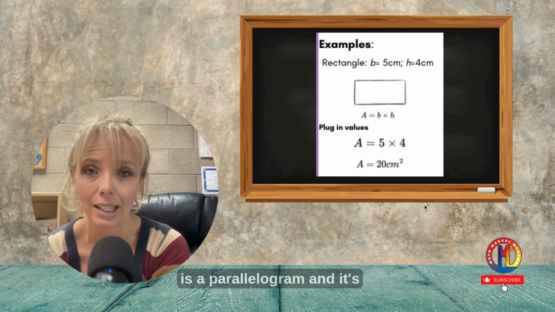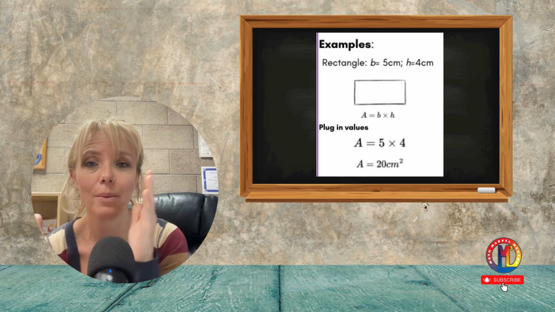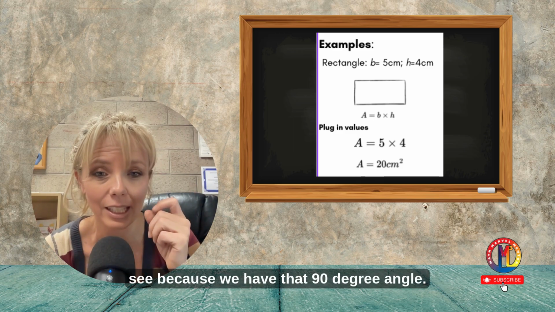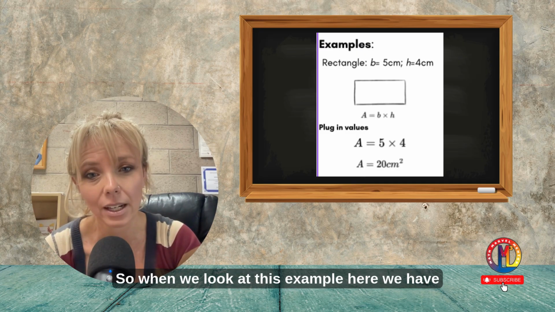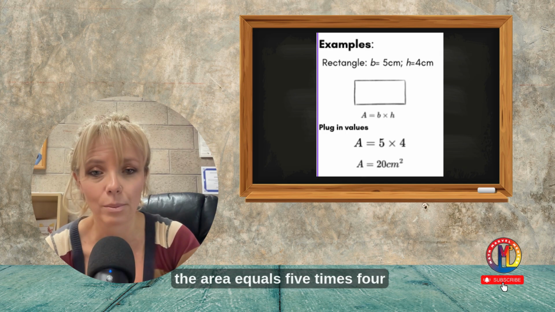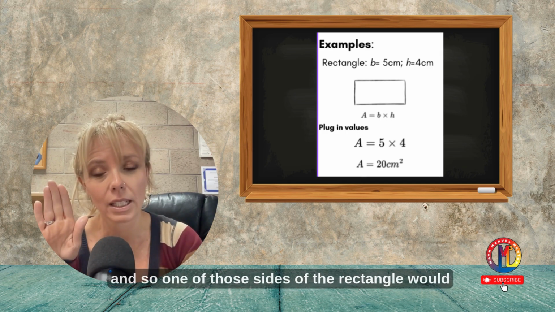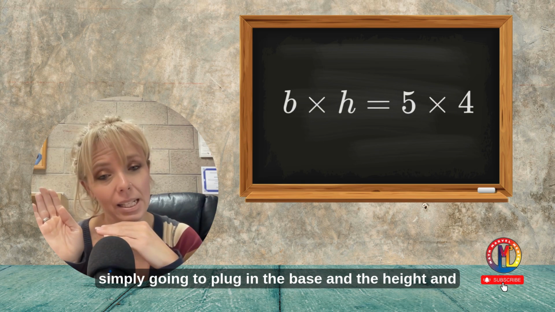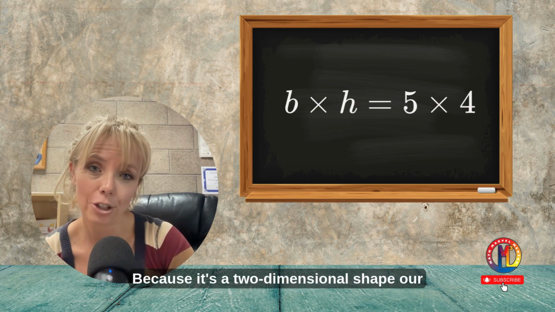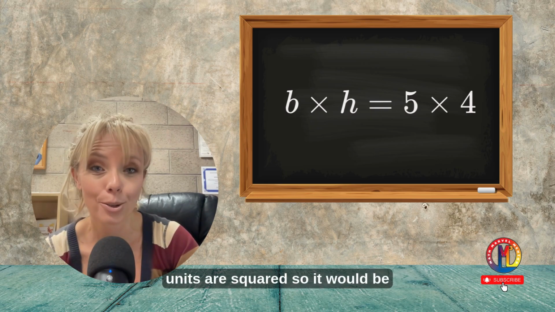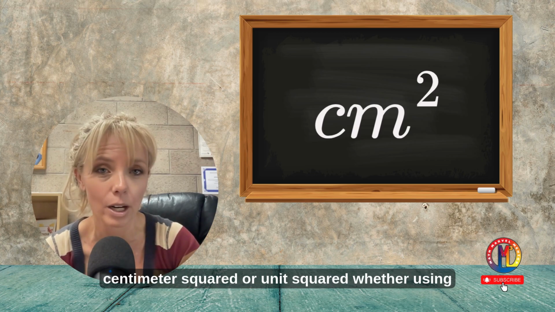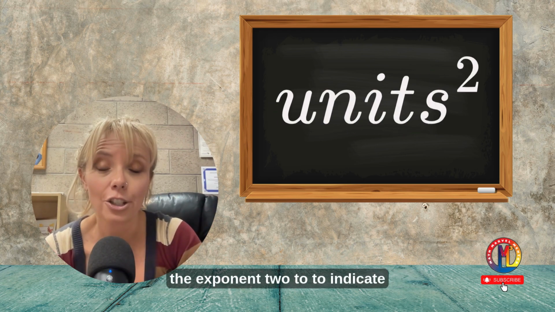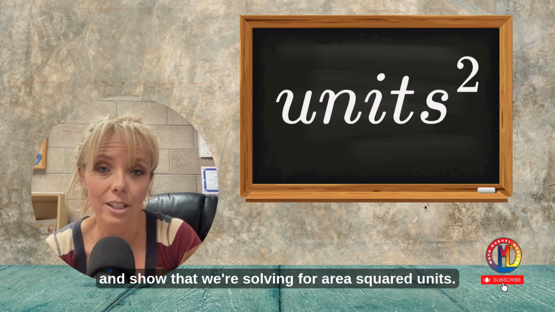And technically a rectangle is a parallelogram, and the height is already very clear for us to see because we have that 90-degree angle. So when we look at this example here, we have the area equals 5 times 4. And so one of those sides of the rectangle would be 5, the other would be 4, and then we're just simply going to plug in the base and the height and multiply. Because it's a 2-dimensional shape, our units are squared. So it would be centimeters squared or units squared, whether you're using feet, whatever the units are, you include the exponent 2 to indicate and show that we're solving for area, squared units.